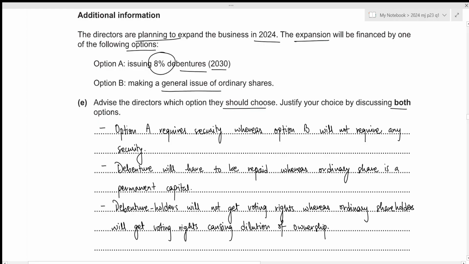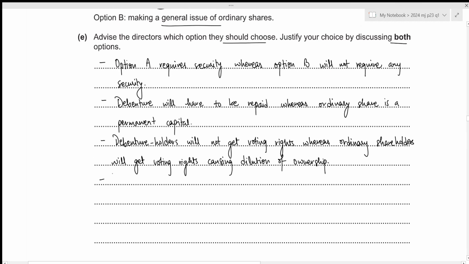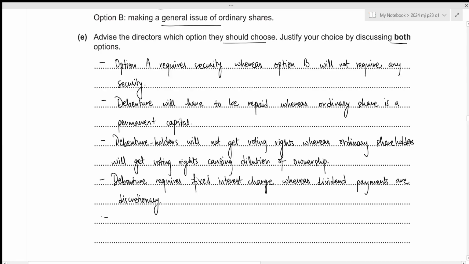Okay. Then for the fourth one, we can say that debenture will require fixed interest each year, whereas dividend payments are discretionary. So debenture requires fixed interest charge, whereas dividend payments are discretionary. So dividend will only have to be paid when the company is making profit. There is no obligation to pay dividend when the company is making a loss.